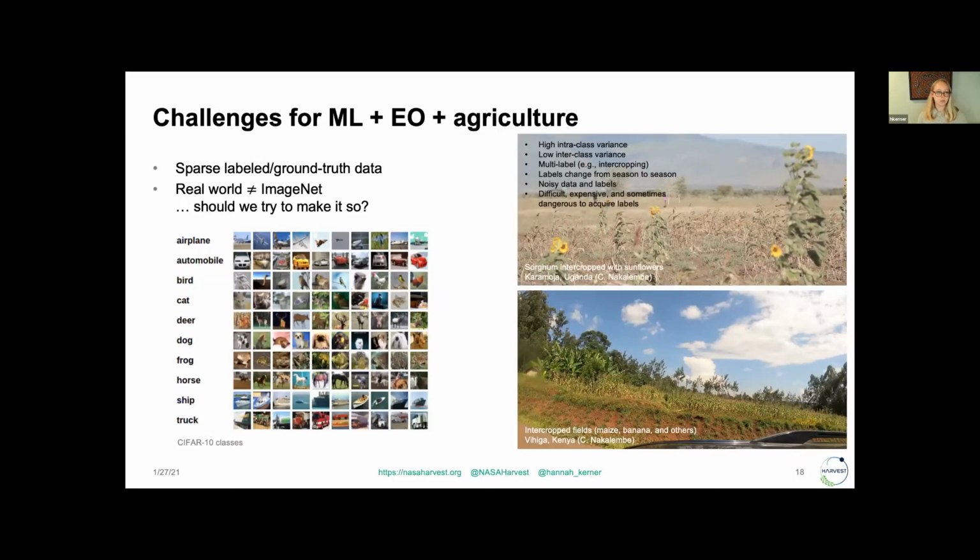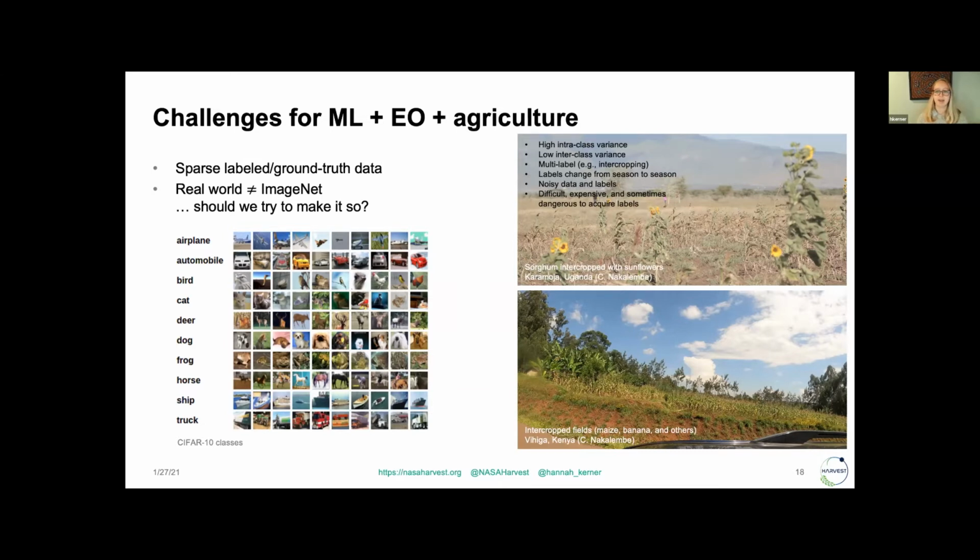Another challenge for machine learning is that the real world is not ImageNet, right? So much of machine learning methods have been developed really for using and being tested with these benchmark datasets like ImageNet or CIFAR-10. These are very different than the kinds of datasets that we have in remote sensing. There's high intraclass variance and low interclass variance in a lot of what we're looking at. We often have unclear labels to assign to an image.